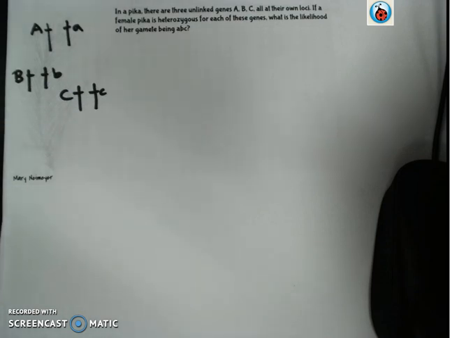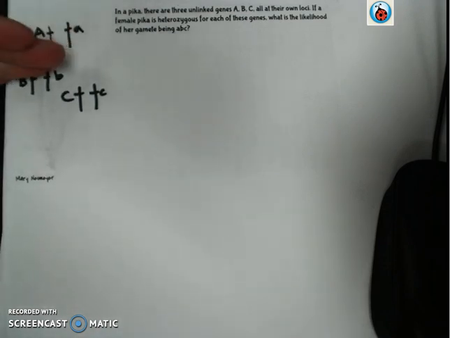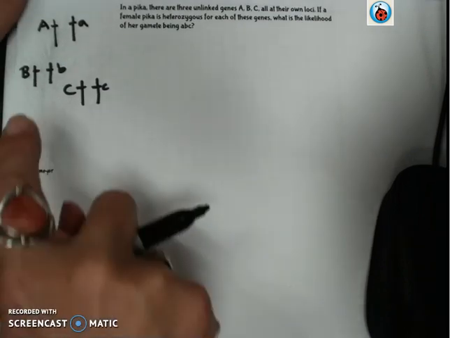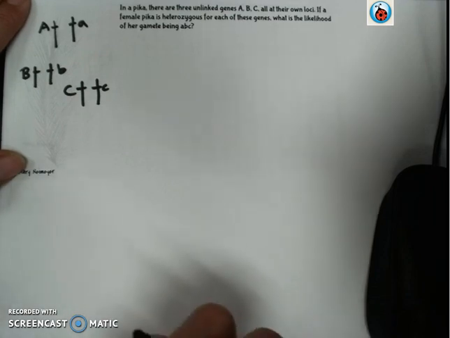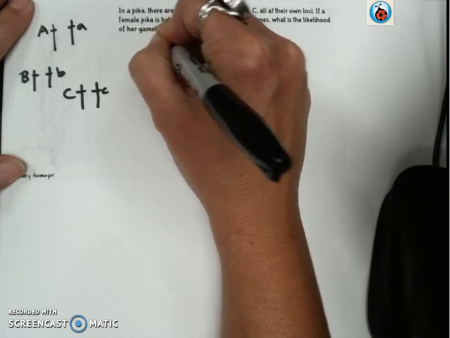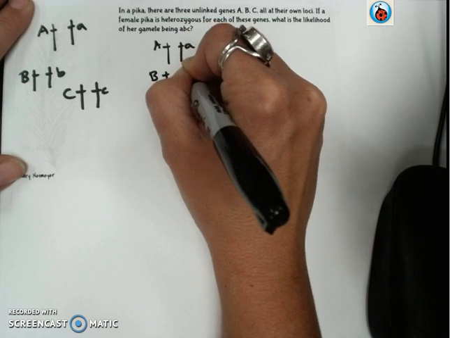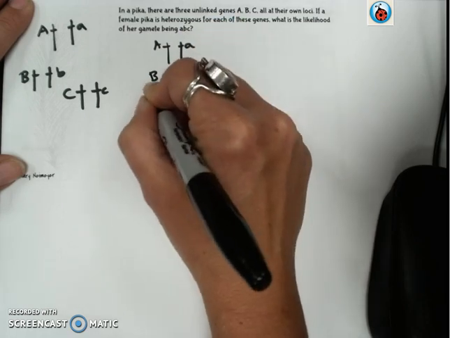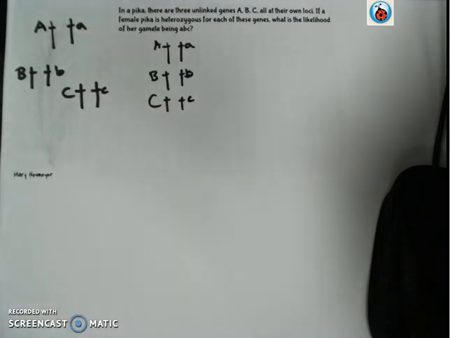inheriting a recessive allele of each, lowercase, like recessive A, B, and C? So here we have 3 combinations. Like this is what I've drawn. She has, on 3 of her different sets of chromosomes, she's heterozygous for each of these. So in reality, you could take the long way and draw out all of the possibilities of how these chromosomes could align along the metaphase plate during meiosis. Ooh, but that's going to take a while. So instead, let's use some logic and some math.